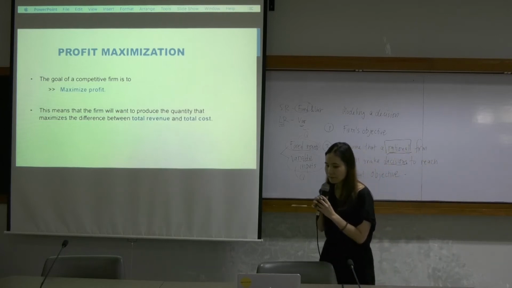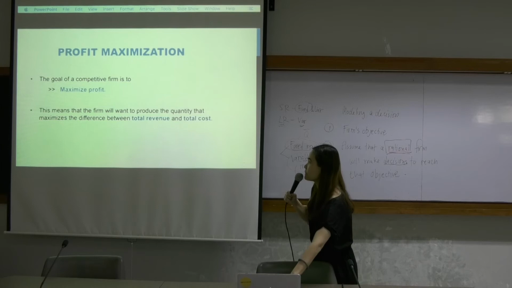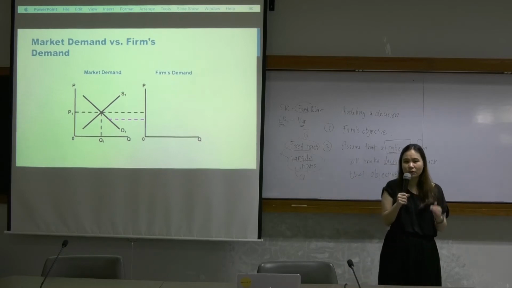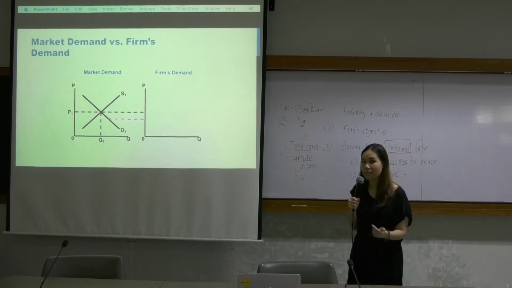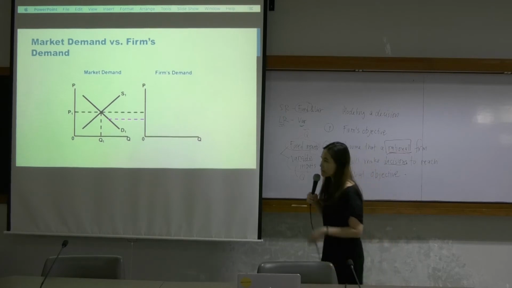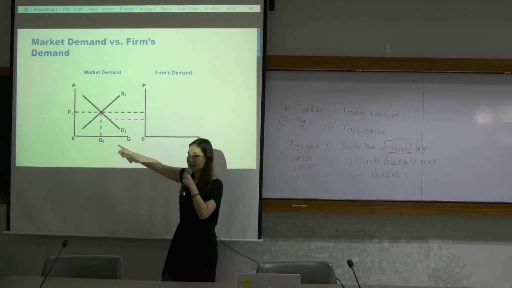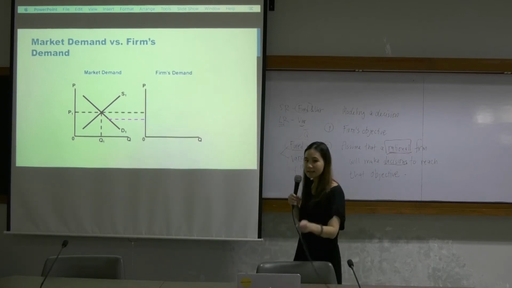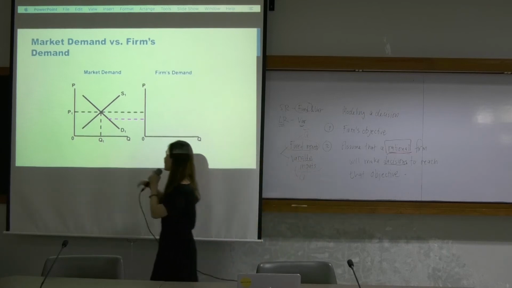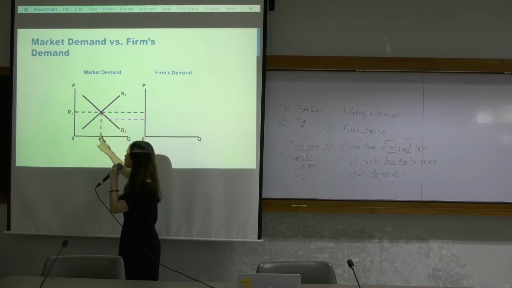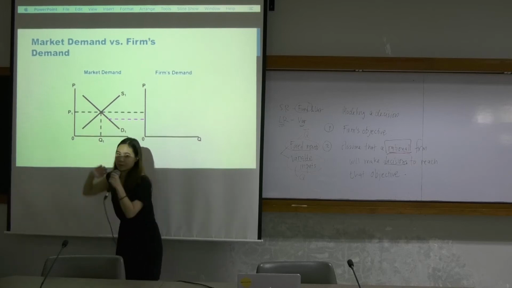And as I said before, the revenue side of the firm depends on the demand for goods and services in the market, right? So from the demand. So suppose that this is the market, okay? So this is the market. And in that market, there is demand and supply just like this. And this is the equilibrium quantity, and this is the equilibrium price.